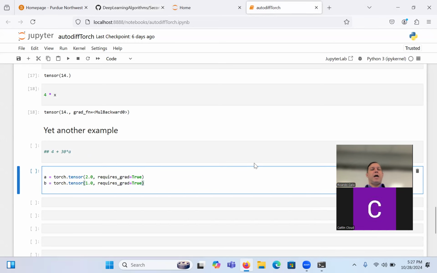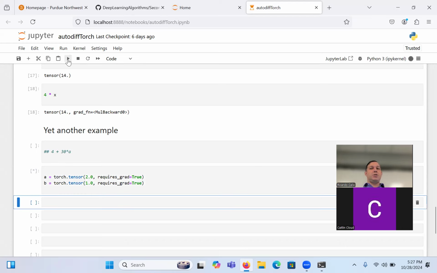So notice over here, I have tensor A equal to 2, tensor B equal to 1, and I plug in requires grad. That basically is saying that A and B are what need to have a derivative calculation, which is the operation I just did. And I just showed you kind of how it works. So I'm going to go ahead and run this one.